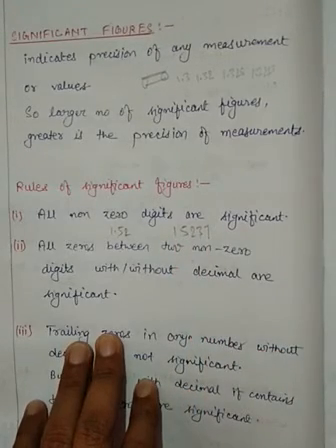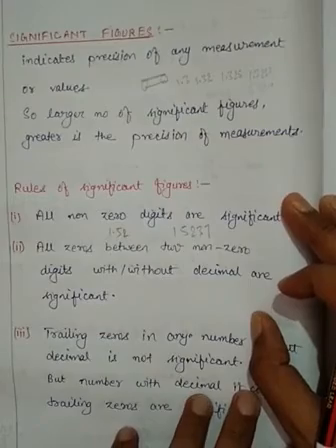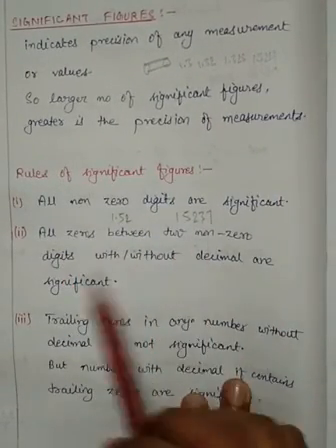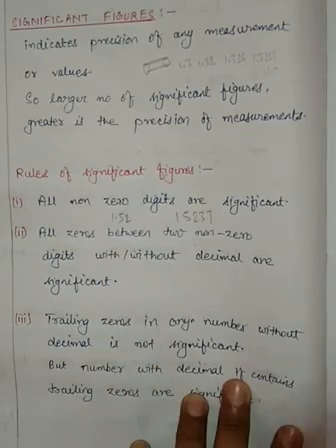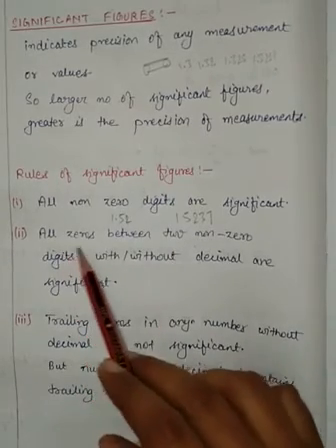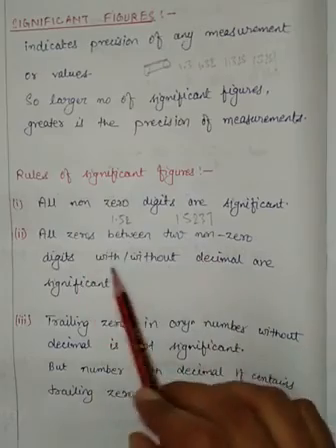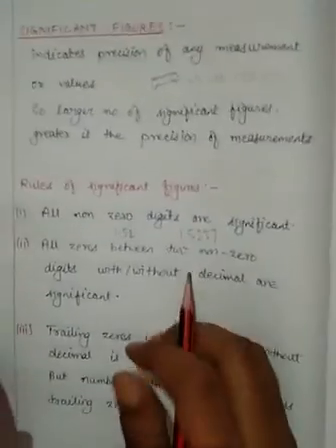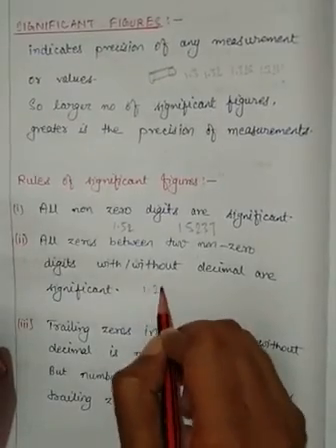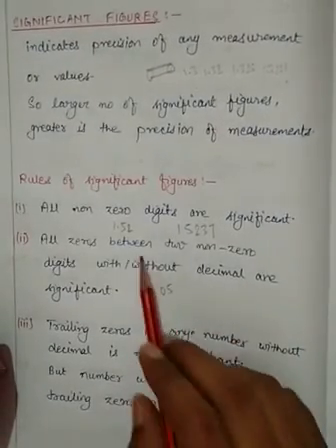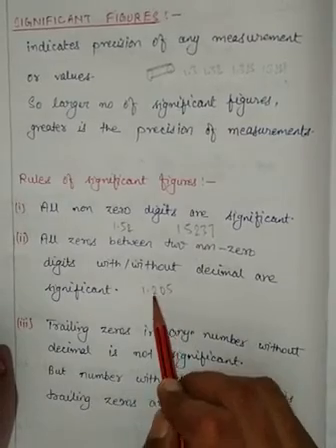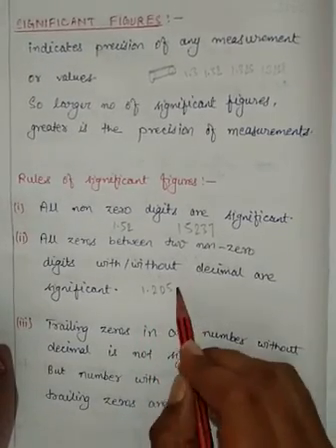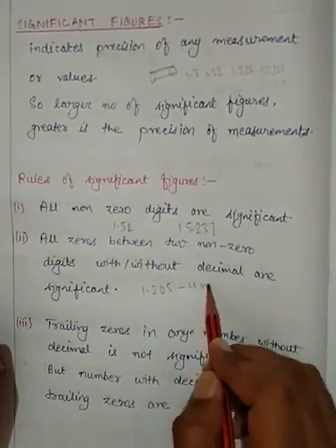Now coming to the next type of digits, that is related to the zeros. What is it saying? All zeros between two non-zero digits, with or without decimal, are significant. Pay attention to the words. All zeros between two non-zero digits with or without decimal are significant. So what does it mean? Suppose I have 1.205. All the zeros between two non-zero digits, with or without decimal, are significant. So this 0 is between two non-zero digits. So 1, 2, 3, 4. So the total number of significant digits is 4.